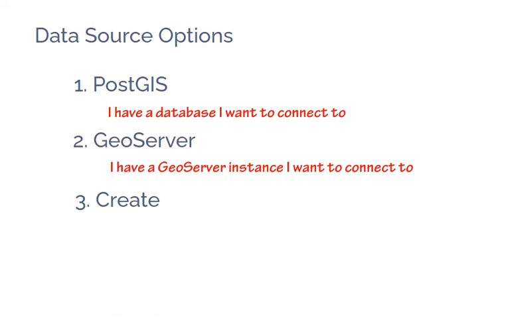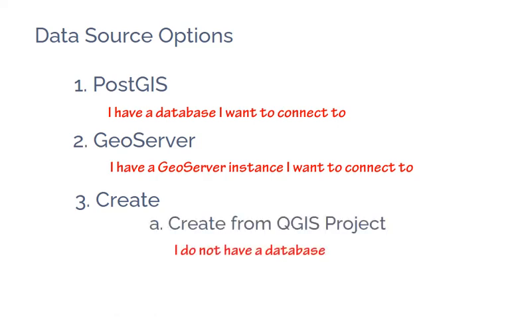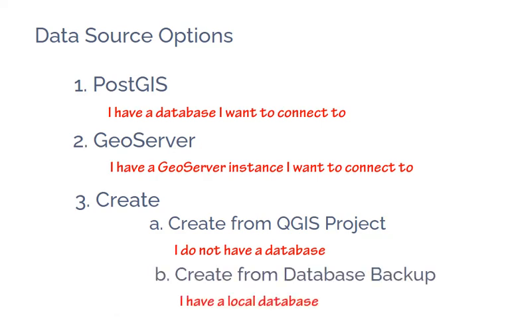And the Create option is used when either you do not have a database and want to create one from your QuartzMap project, or when you have a local database such as a database on your PC or laptop, or a database backup file, and you want to create a new PostGIS database from there. Okay, so let's now give an example of each data source type.